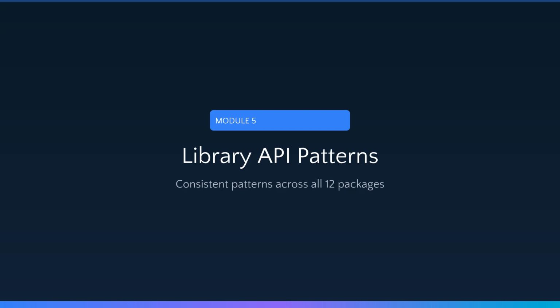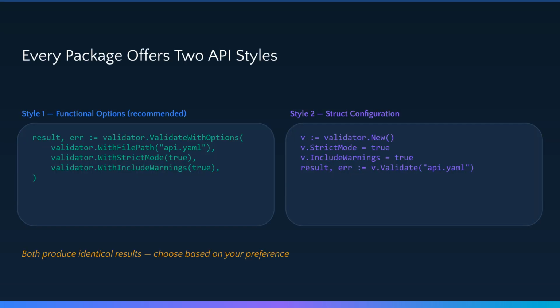Library API patterns. Now let's switch from the CLI to the Go library. One of the best things about oastools is that all packages follow the same API patterns. Once you learn how to use one package, you can use any of them. We'll cover the functional options pattern, the parse once optimization, error handling, and the 2 API styles available in every package. Every package in oastools gives you 2 ways to configure and run operations.